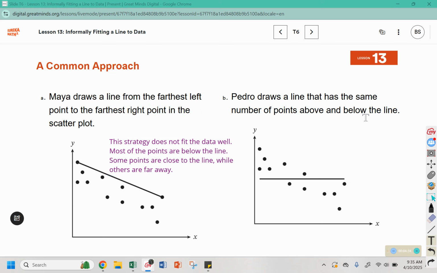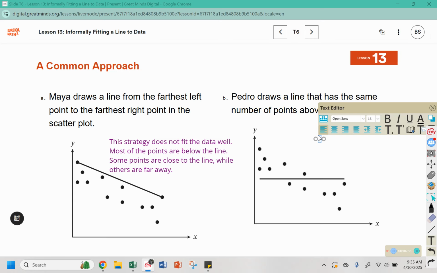Pedro draws a line that has the same number of points above and below the line. This also does not fit the data well. Pedro's line is horizontal, but the data has a downward trend.